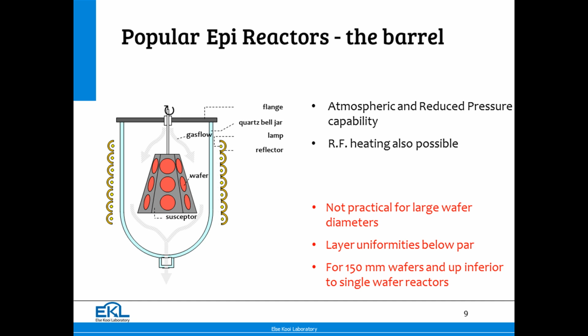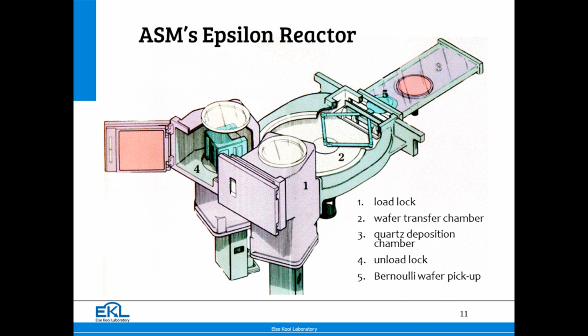Layer uniformity was better than in the old horizontal, because the pyramid was rotating, but still not great. And for 150 millimeter wafers and up, inferior to the single wafer reactor, even in terms of cost per wafer. So this one you will still be able to find if you look around in production here and there, but it's becoming extinct, maybe it's already extinct.